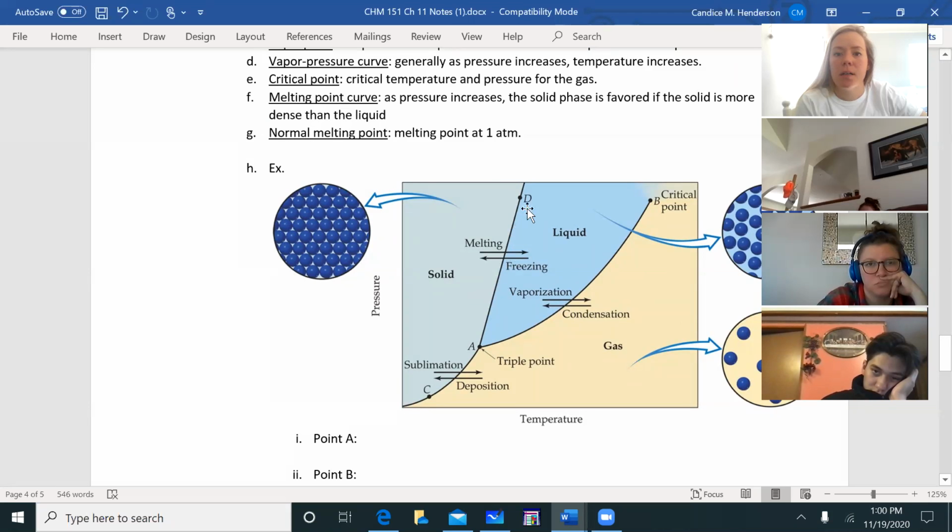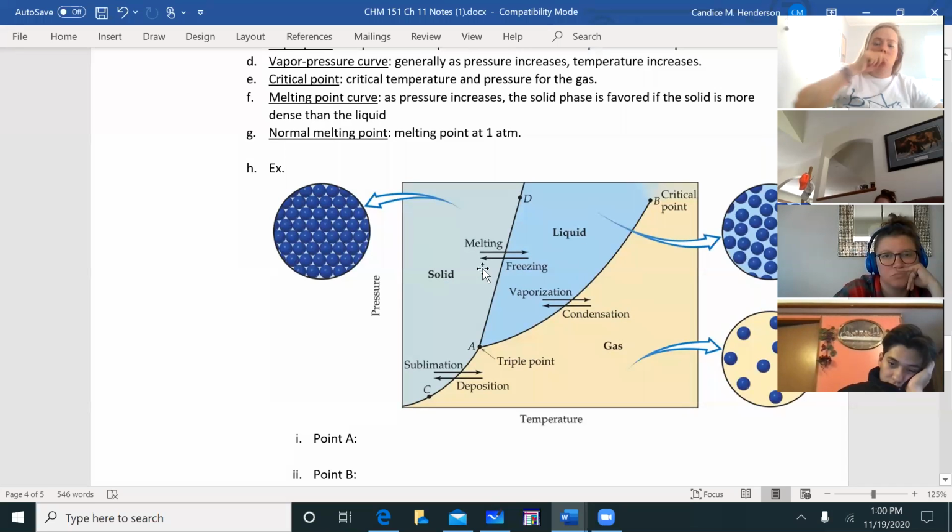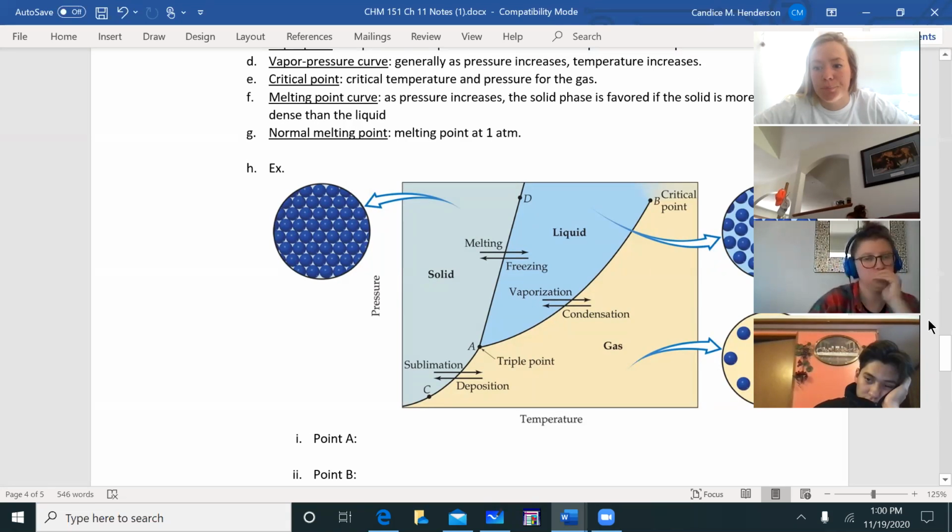We've got our melting curve, okay? As pressure increases, the solid is favored if the solid is more dense than the liquid. And then we have our normal melting point. When they say normal melting point, that's referring to the melting temperature at 1 atm. So normal meaning 1 atmospheric pressure.